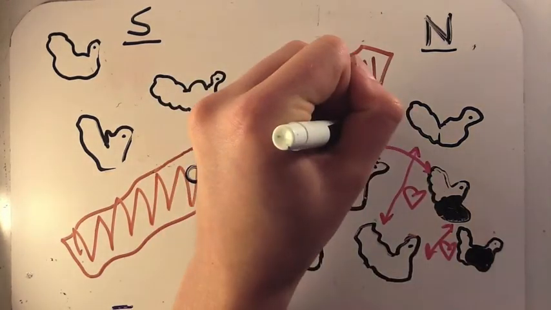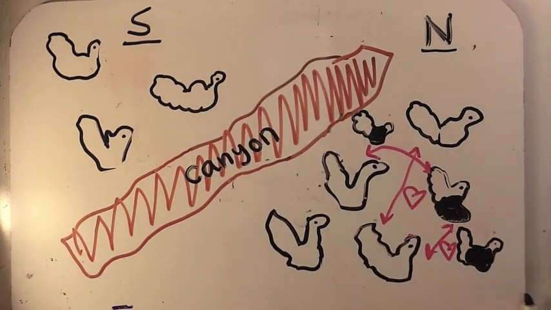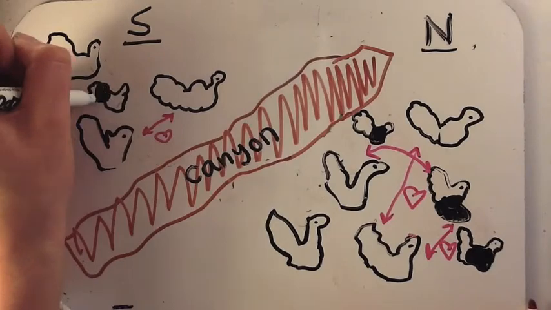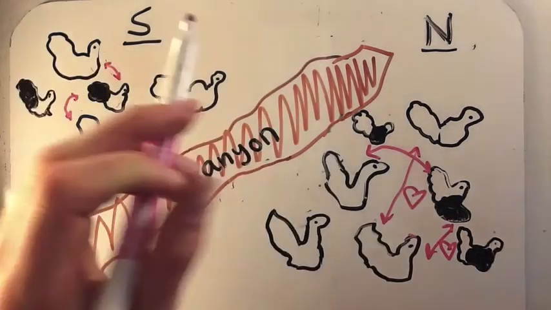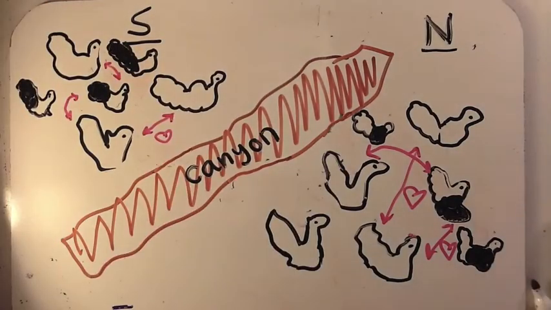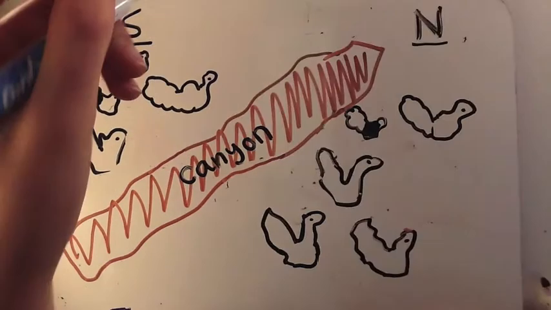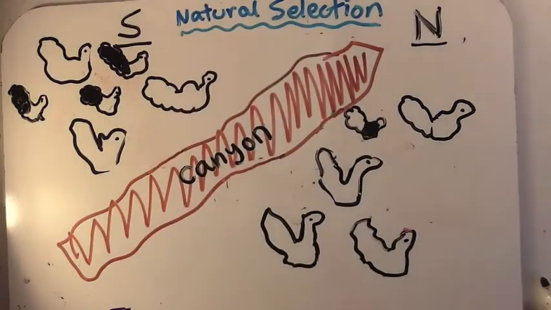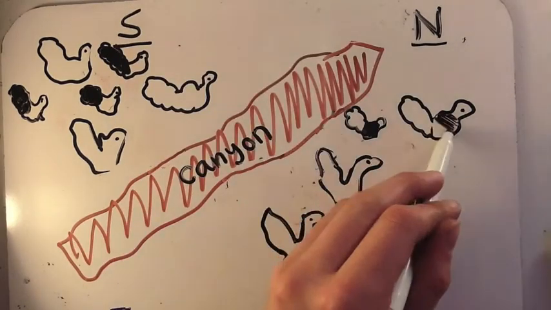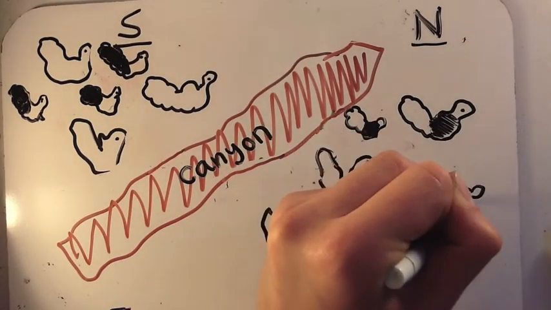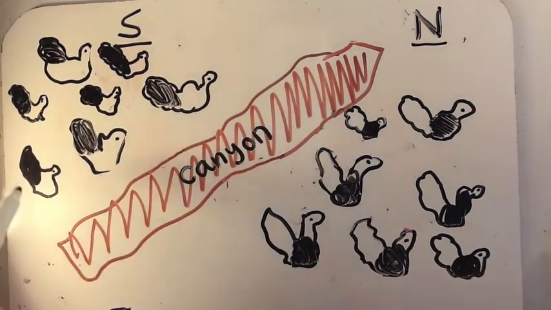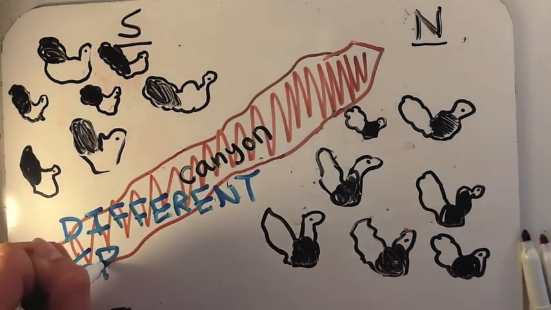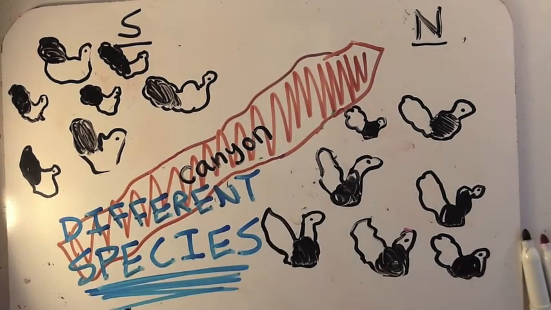A squirrel in the north side got a mutation that made it have a black belly and a white tail, whereas a squirrel in the south side got a mutation that made it have a white belly and a dark tail. These traits were naturally selected for. Because the two squirrel populations could not mate with each other, the black belly and white tail trait became common in the northern population, and the white belly and the dark tail trait became common in the southern population. Because of this, there are now two different species of squirrels, one on the south side and one on the north side.